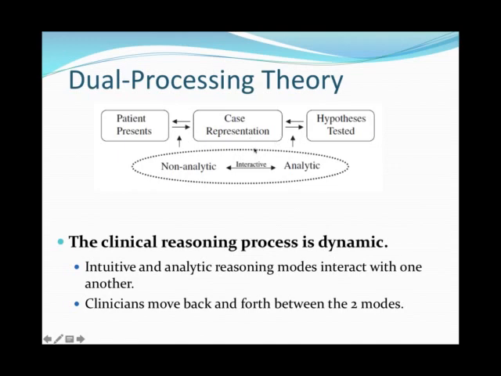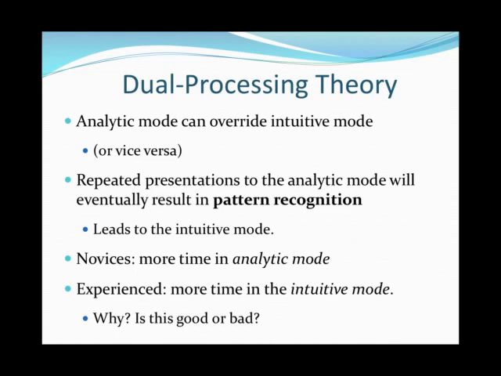where we're using both intuitive modes, like maybe in that other case, the doctor is thinking, oh, hyperthyroidism. But then now he's going to think, well, how can I prove that it's hyperthyroidism and not something else? So in the dual processing theory, it also says that the analytic mode can override the intuitive mode or vice versa. Like one of those modes can become stronger and affect the other mode.